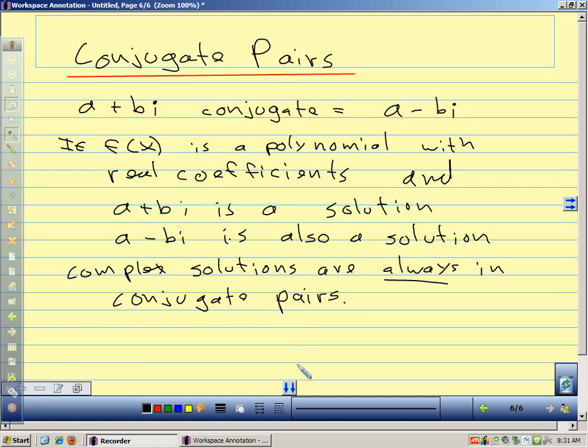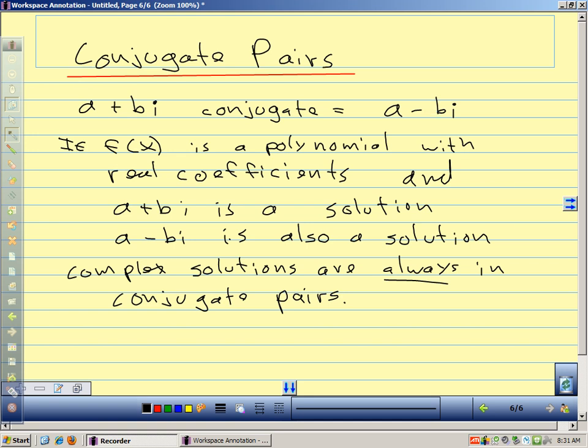So if you think about solving a quadratic equation with the quadratic formula, and you get negative b plus or minus the square root of b squared minus 4ac all over 2a, if you get an imaginary solution, that plus or minus is what gives you the conjugate. You get one solution for the plus and one solution for the minus. So your complex solutions are always going to occur in conjugate pairs.